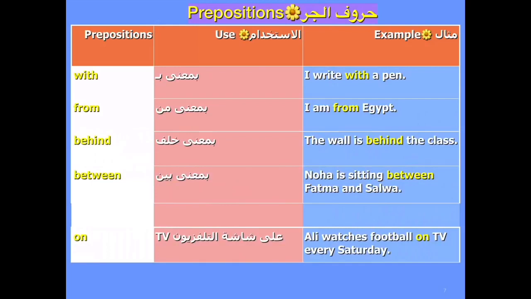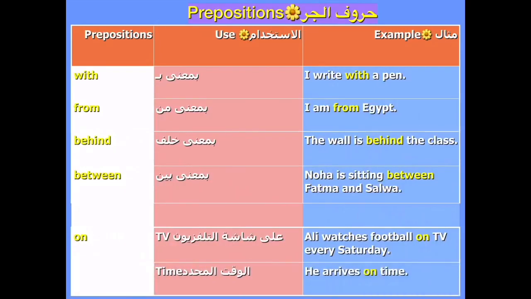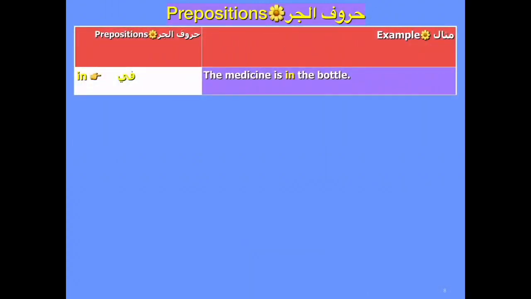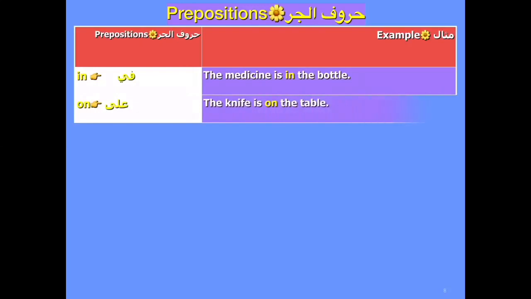On على شاشة التلفزيون. Ali watches football on TV every Saturday. Time, on time الوقت المحدد. He arrives on time. In في. The medicine is in the bottle. On على. The knife is on the table.